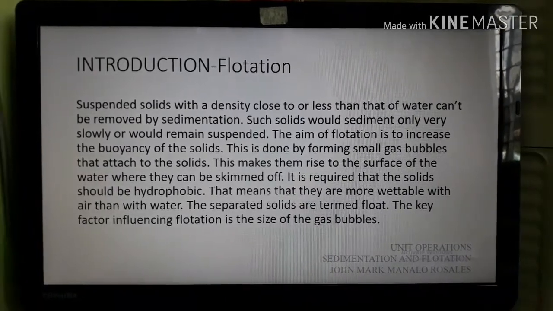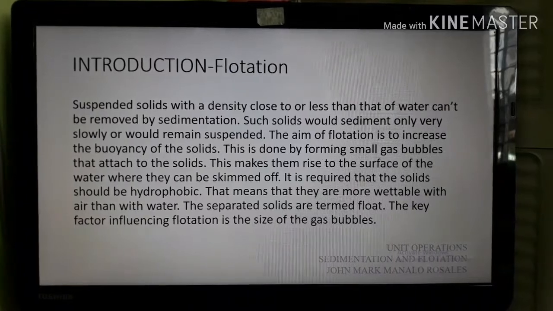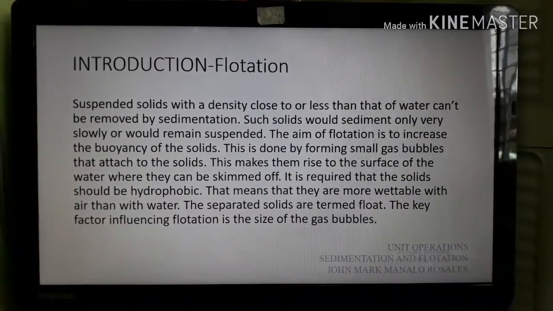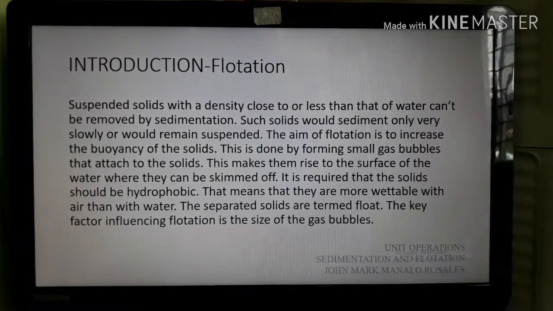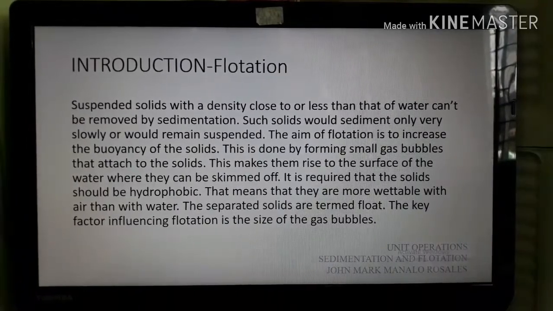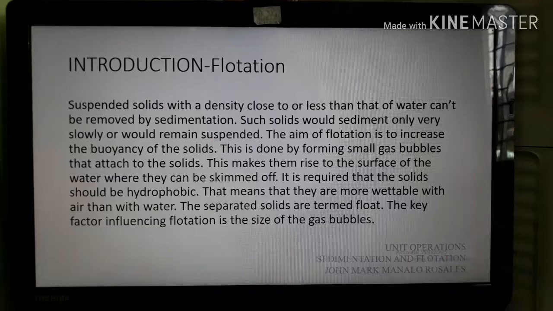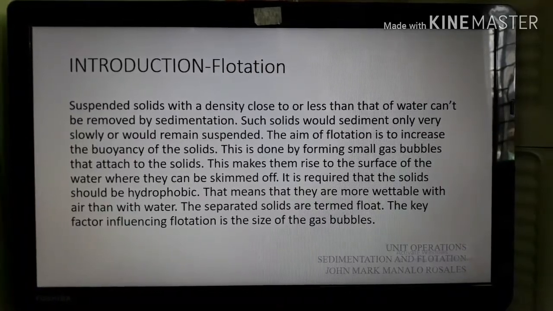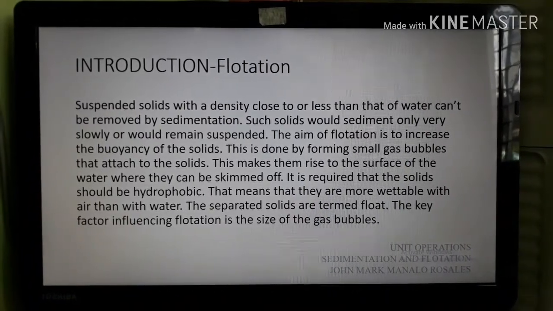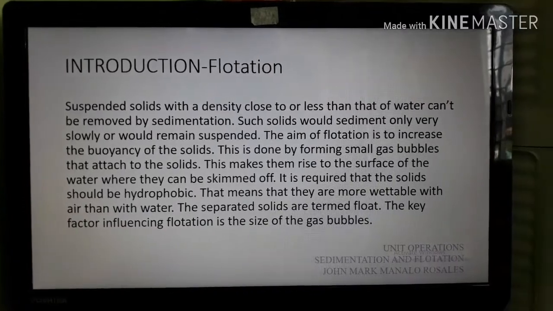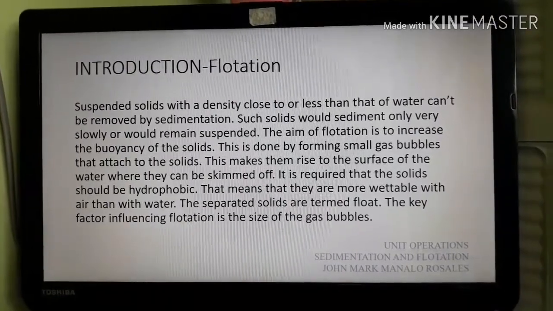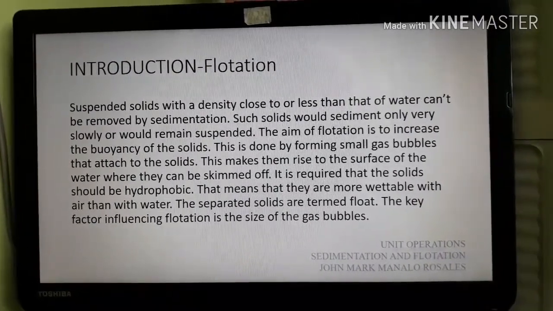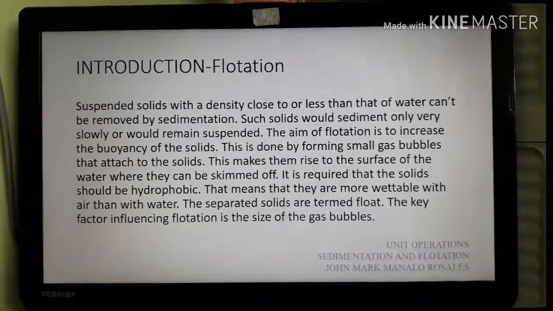Going back to flotation, this is done by forming small gas bubbles that attach to the solids. This makes them rise to the surface of the water where they can be skimmed off. It is required that the solids should be hydrophobic. That means that they are more wettable with air than water. The separated solids are termed float. The key factor influencing flotation is the size of the gas bubbles. I will be showing you a video about dissolved air flotation, a kind of flotation.